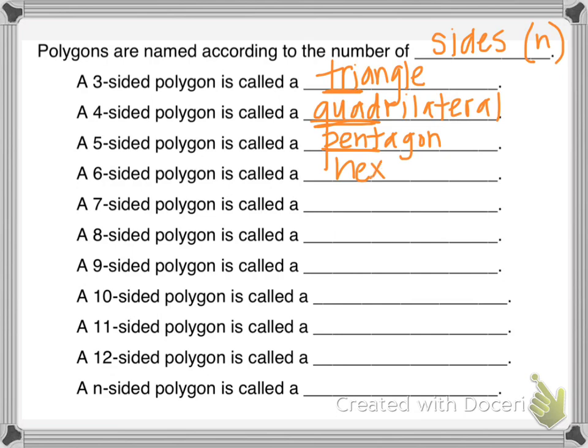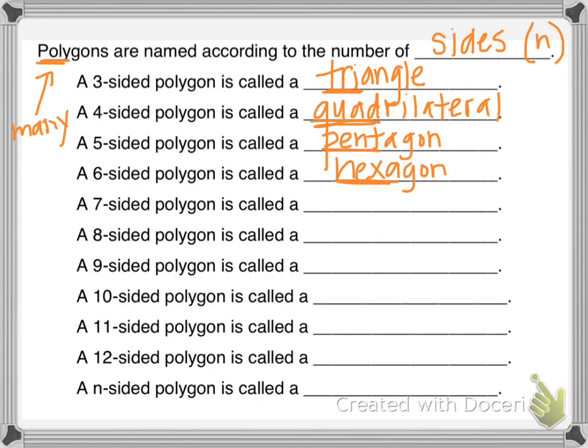So after quadrilateral, they all end in agon, which is what polygon ends in. Hex means 6. If you go back to the root of polygon, poly means many. And you might see that in other words that you learn, especially in some other classes like science.